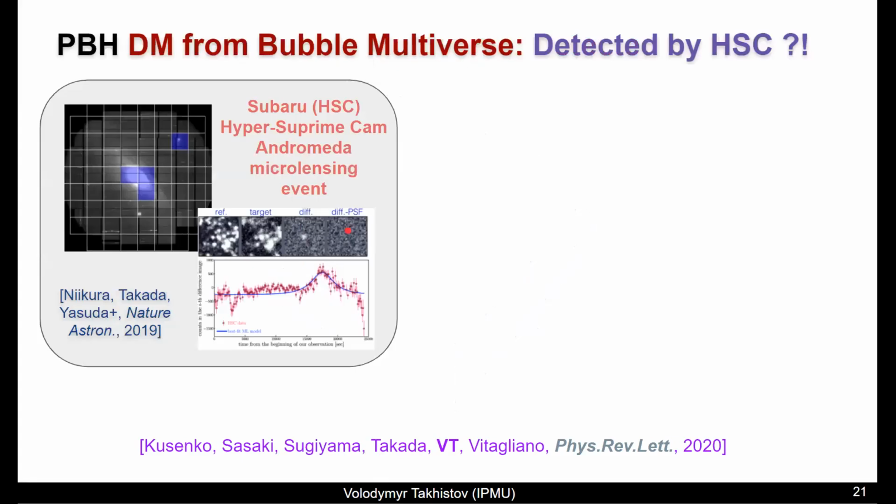Now, in fact, such a general scenario might have already been detected by HSC. And this is very exciting. So let me tell you about this. Let me remind you that, as I mentioned to you earlier, the microlensing constraint on the PBH actually turns out to be very interesting. In fact, Subaru Hyper Suprime-Cam, which IPMU is actually leading, they are looking at the Andromeda galaxy, and they found a very interesting microlensing candidate event. And this is reported in this Nature paper from 2 years ago. And Takada-san, he's the lead person on the HSC team, and he's also a co-author on the study.